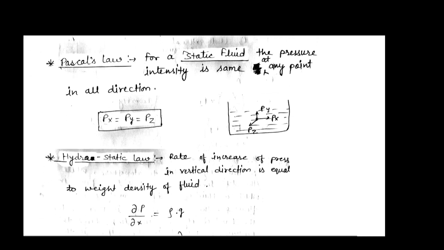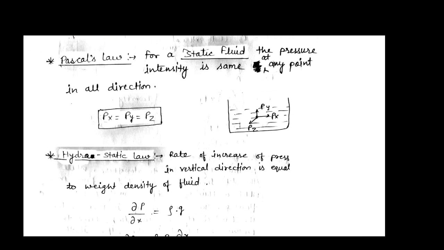Now we further move to a certain law. There is a law which is known as Pascal's law. It states that for any static fluid, the pressure intensity is the same at any point in all directions. This means when a fluid is at rest, the pressure intensity at a point is the same in all directions. Like this is a particle of fluid, and the pressure intensity will be the same in all directions.